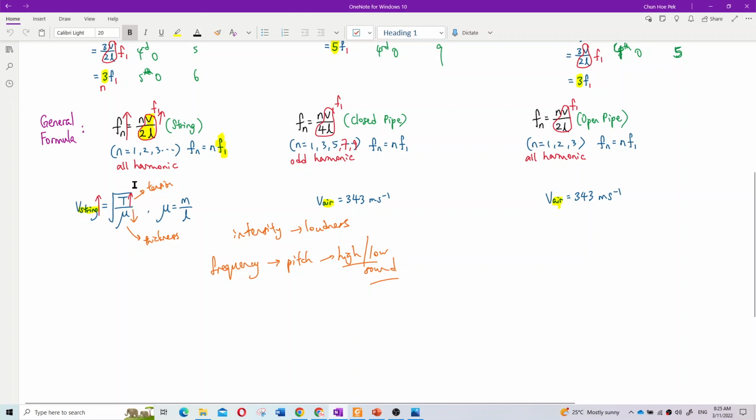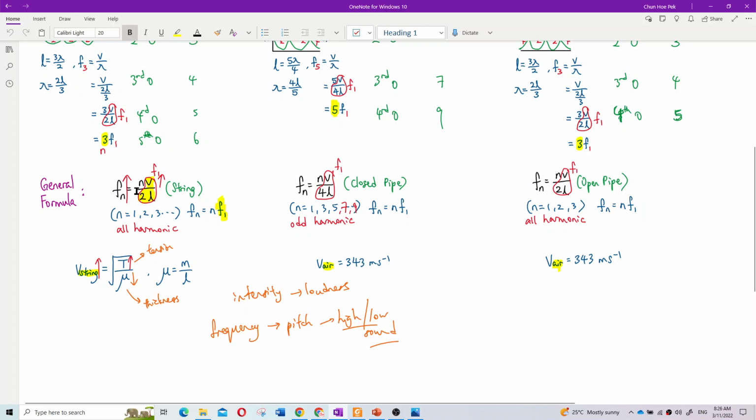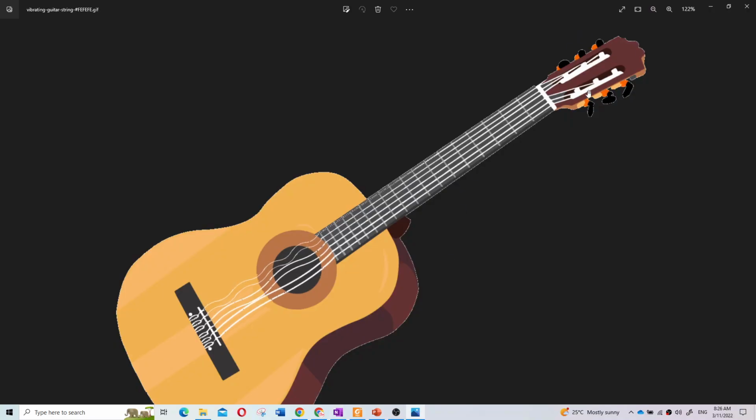So if you make a higher tension, the speed of the wave in the string will increase. So when speed increases, you see this formula? When speed increases, frequency increases. That means at higher tension, you hear a higher frequency sound. So if you tune the guitar, you tighten the string, you hear higher frequency. If you loosen it, you hear lower frequency.